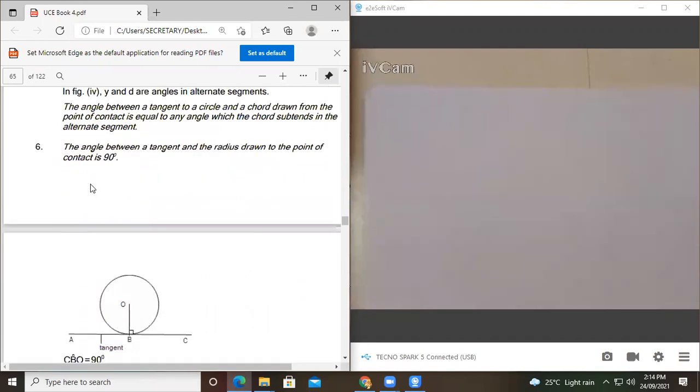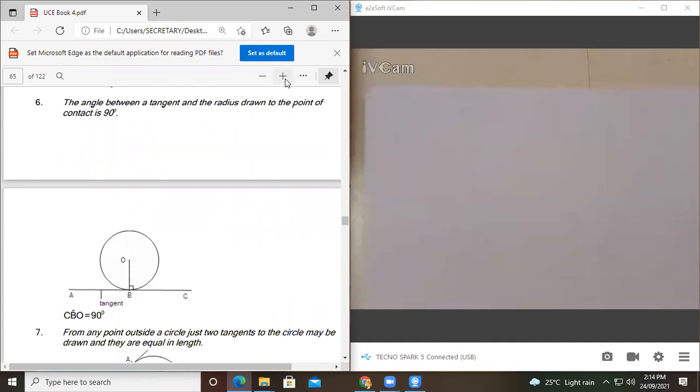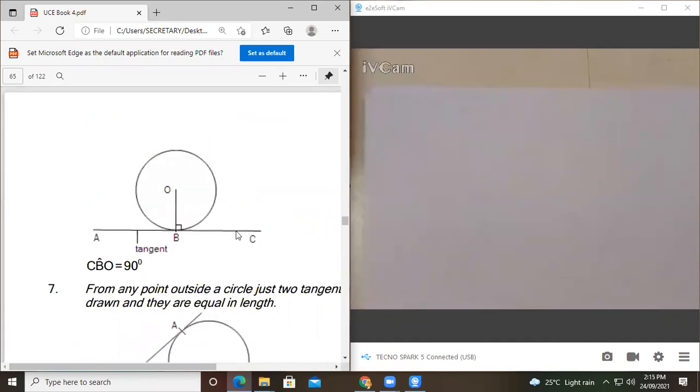Then the other property that we looked at, we said that the angle between a tangent and the radius drawn to a point of contact is 90 degrees. So you can see very well here. So if this is the tangent, what is a tangent? A tangent is a straight line that is touching a point of the arc of the circle, a point of the circumference of a circle. And this is a straight line.